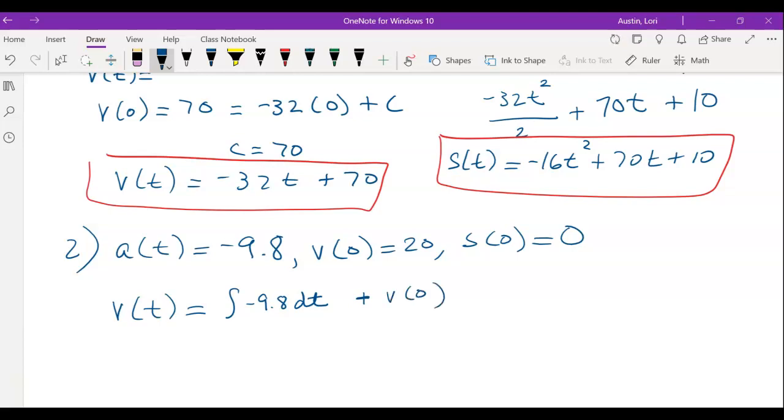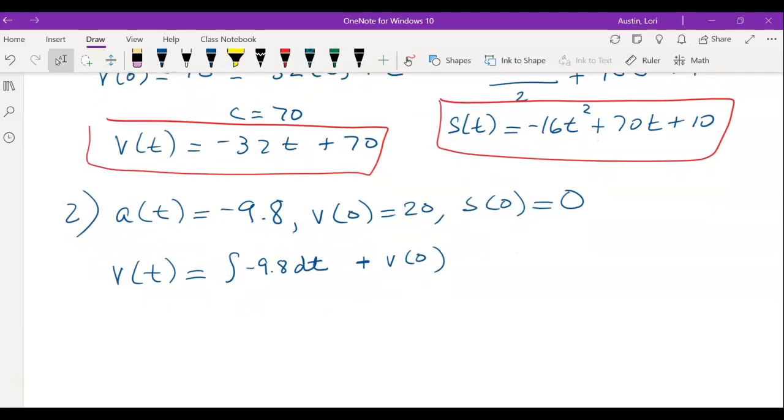Okay? So let's do it. What is the integration of negative 9.8? And then V sub 0 we said was 20. There's your velocity function. So put in V(t) equals the integral of negative 9.8 dt plus V sub 0. Can we just put plus C? Yeah, it's essentially what it is.